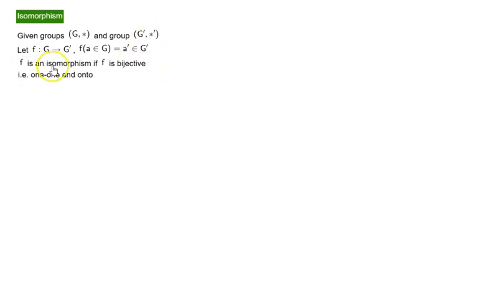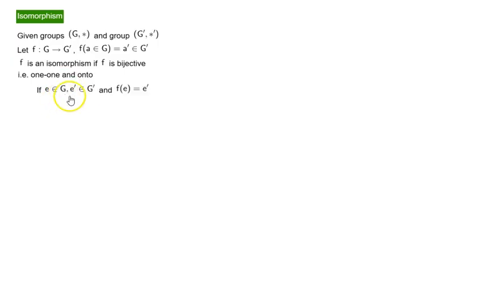In the previous session, we looked at various types of homomorphisms, and one of them was isomorphism. So let's look at it in more detail. Given groups G under star operation and G prime under star prime operation, let F be a homomorphism which maps G to G prime. So F of A in G is equal to A prime in G prime. F is an isomorphism if F is bijective, that is one-to-one and onto.